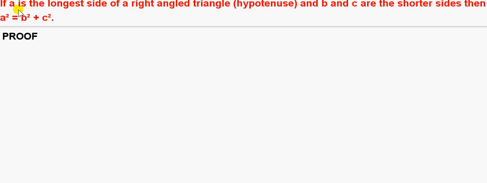We saw in a previous video that if A is the longest side of a right angled triangle, also known as the hypotenuse, and B and C are the shorter sides, then the square of the hypotenuse, A squared, equals the sum of the squares of the other two sides, that is B squared plus C squared. To prove this, we start by drawing a square.